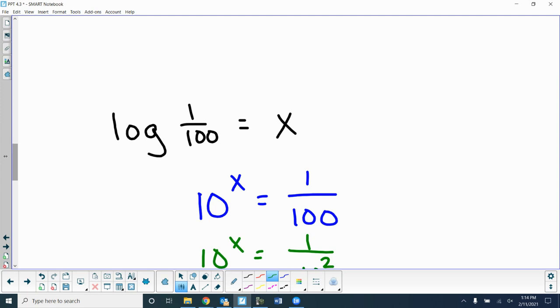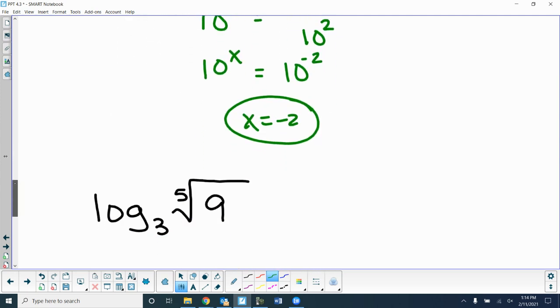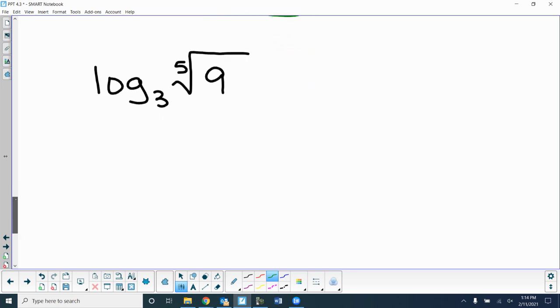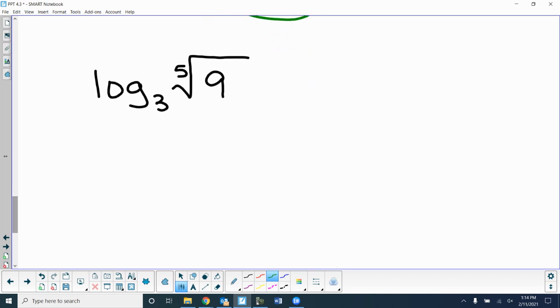All right, let's see who can figure this one out. So how should I think about this? Well, set it equal to x, right? So can I write it exponentially? 3 to the x equals what? Well, the 5th root of 9, right?